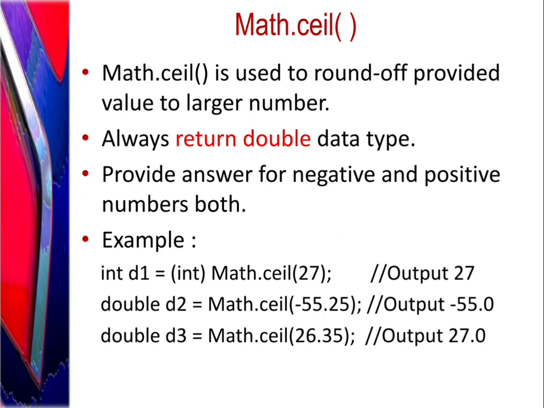Then it always moves further, meaning between minus 55 and minus 56, it always prefers minus 55. It is the larger value. That's why we are getting minus 55.0. When we are talking about Math.ceil 26.35, see, between 26 and 27, which one is larger? 27. That's why I'm moving further towards 27 only.